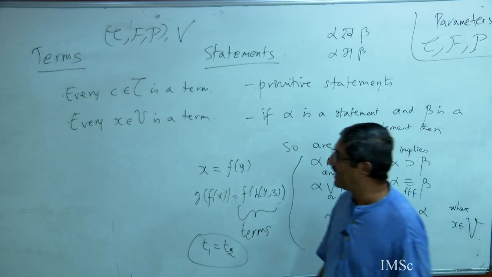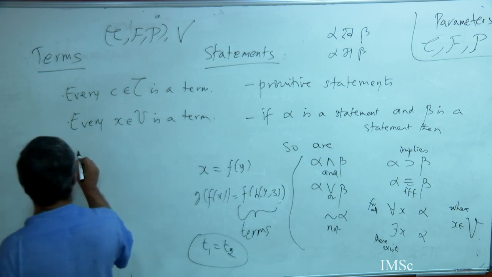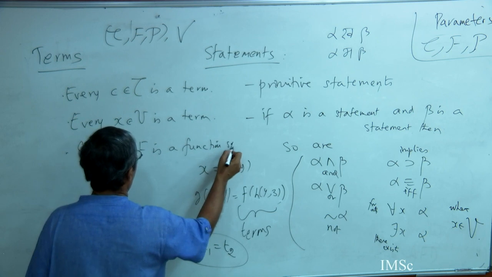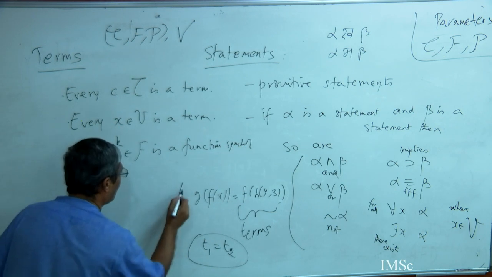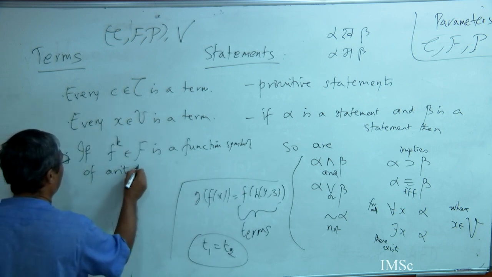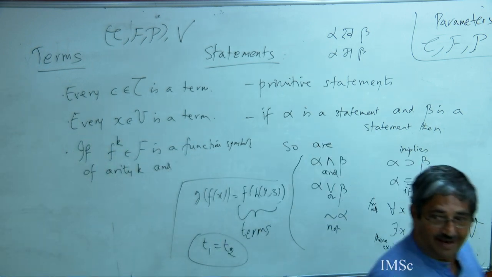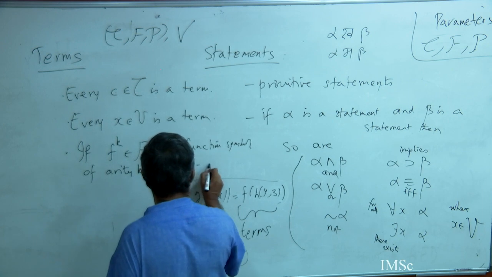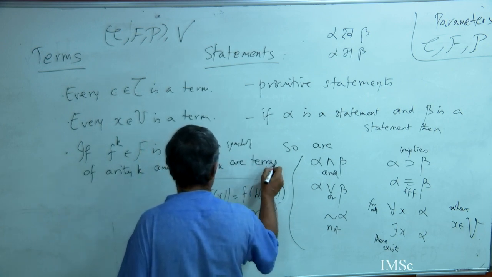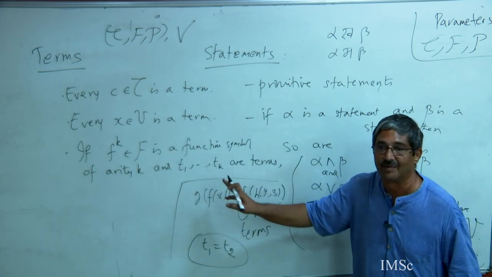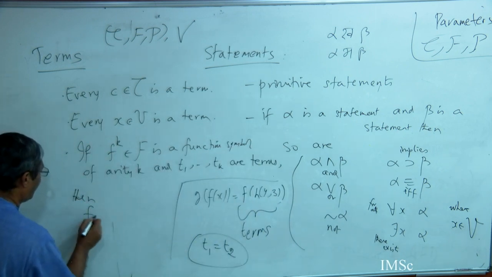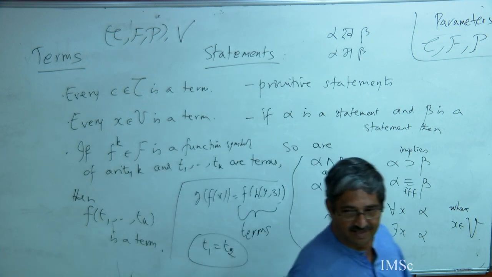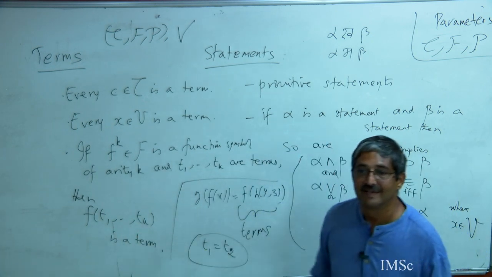You can use every variable anywhere inside these things. Is this clear? And then, how do you build terms from constants and variables? By using function symbols. If f belonging to F is a function symbol of arity k, well, the function needs arguments. How many arguments does this function want? k arguments. Well, t1 through tk are terms. You've already built terms inductively, some t1 to tk, then f of t1 through tk is a term. That's it. You are allowed to put f, parenthesis, and this. That's the term.